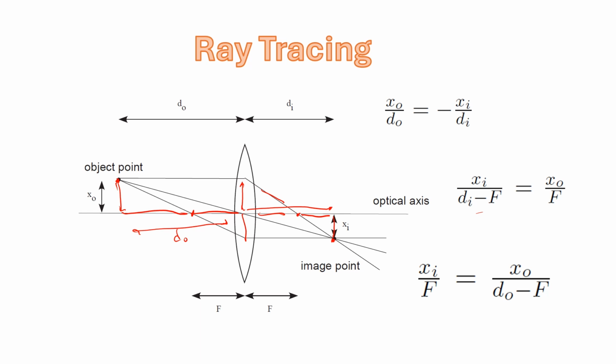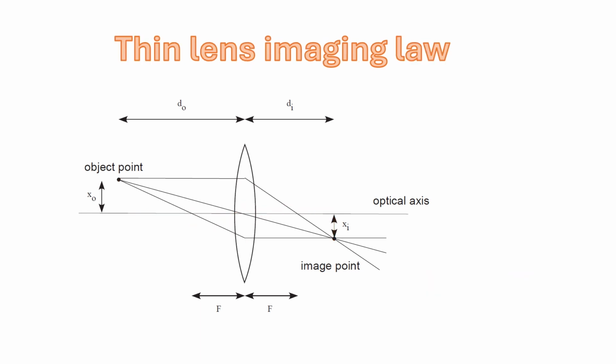So one thing we might want to do would be to solve these equations to eliminate x sub i and x naught, and if we do that, we get the thin lens imaging law that 1 over d naught plus 1 over d sub i is 1 over f. So this is a relationship. If you put an object a distance d naught from the lens, then that object will form an image at distance d sub i behind the lens. Very well known, of course, law.